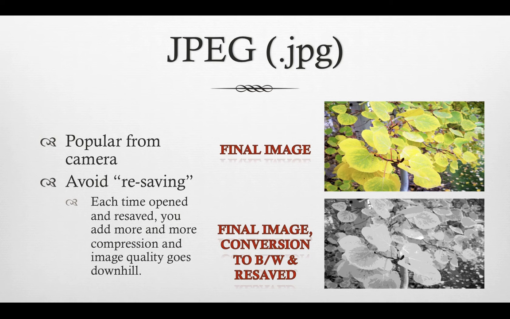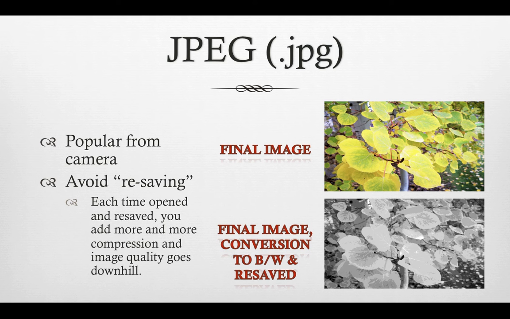Next, you may want to export to a JPEG. It's a popular file format with your camera or even your cell phone that takes pictures. It's very popular. But the thing with JPEG is that you want to avoid resaving. Each time you open and resave over and over and over on one image without saving each edit as a separate version, you are adding more and more compression to the photo itself, and the image quality just goes downhill.